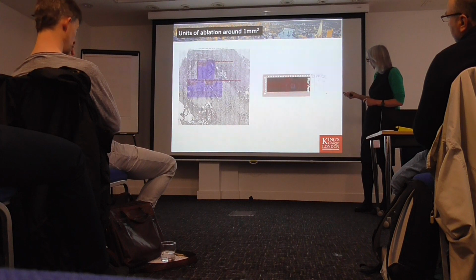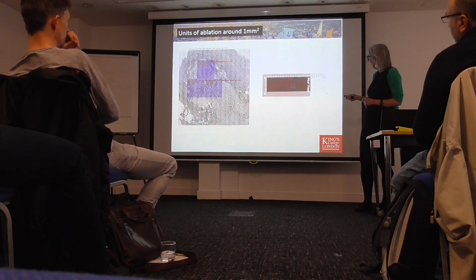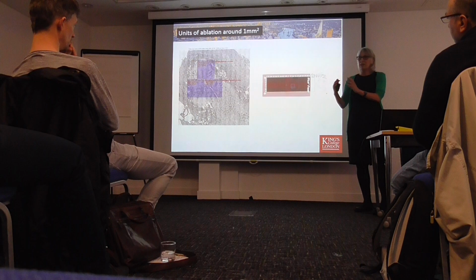When you use this method, you start off with a section like this, and you have to place your piece of tissue in the middle, and then you have to tell the people where you want to ablate. They vaporize for you a millimetre at a time.